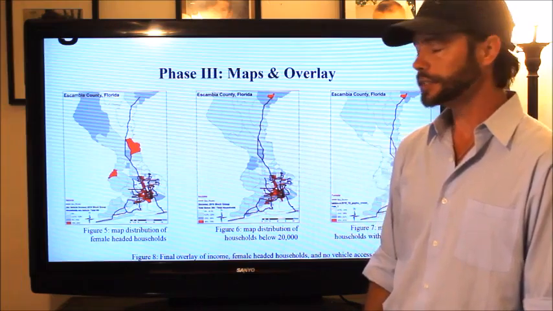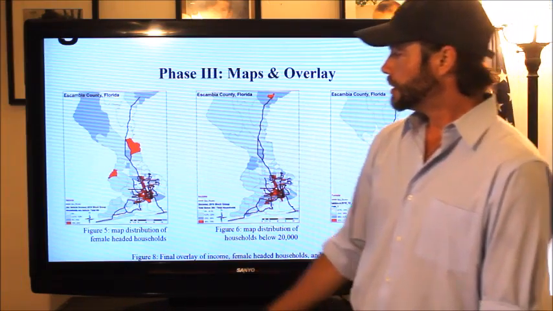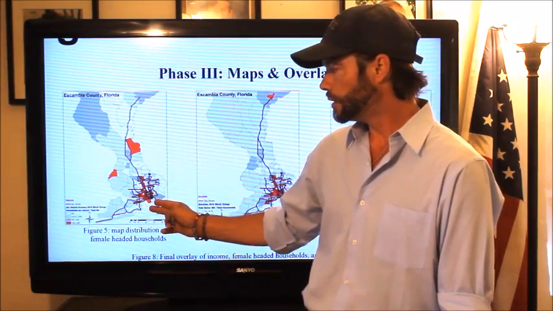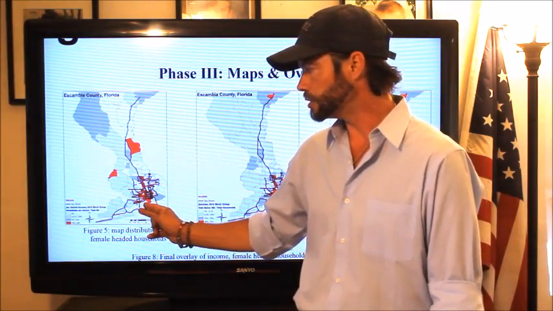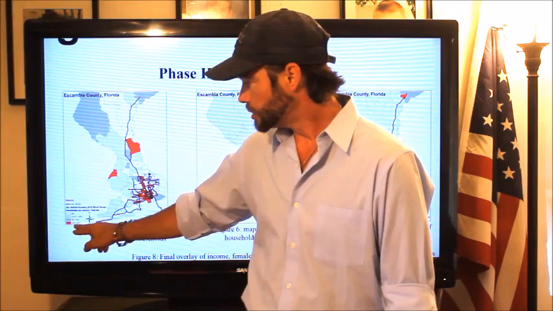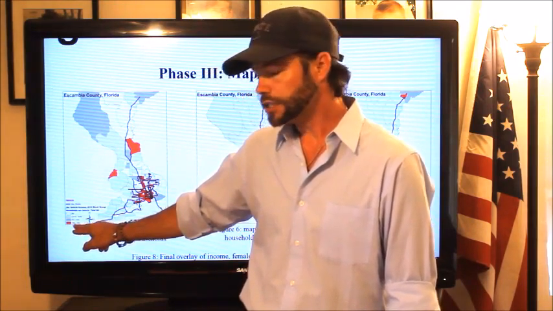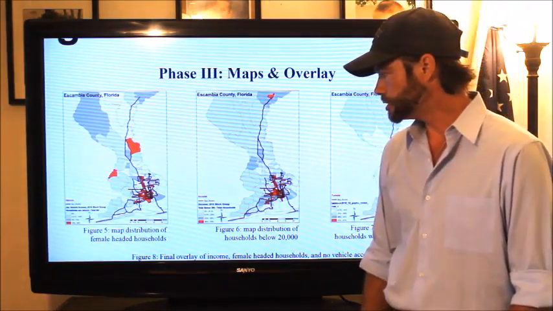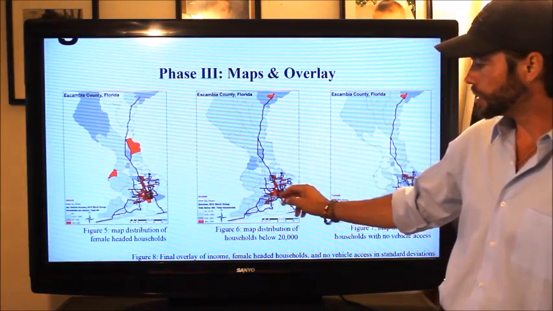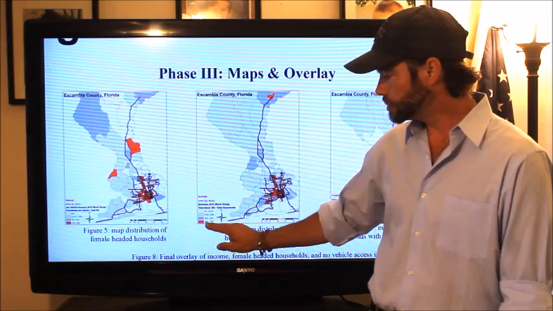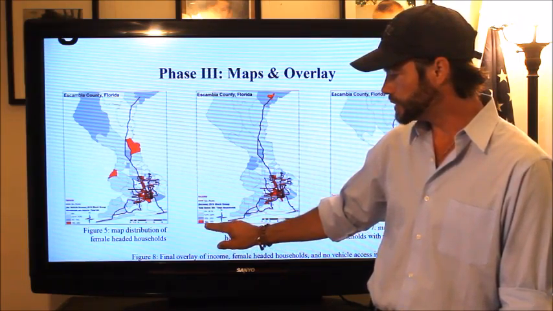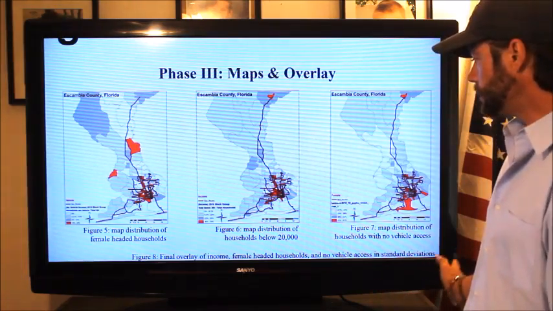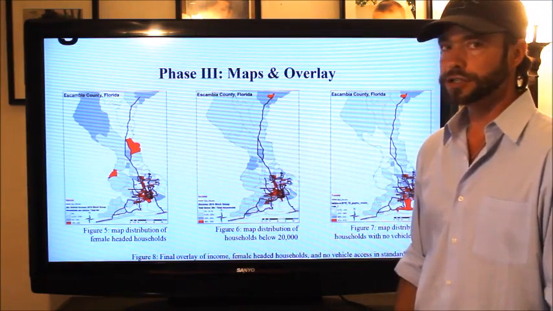The difficulty in this is that two standard deviations for the distribution of households with no vehicle, two or more standard deviations starts at 12%. On the map for the distribution of households with an income less than 20,000, the distribution for the two or more standard deviations starts at 36%. So to have this uneven and to overlay them is almost impossible.